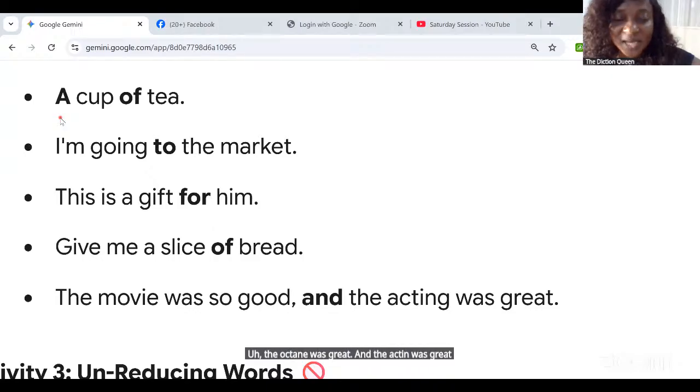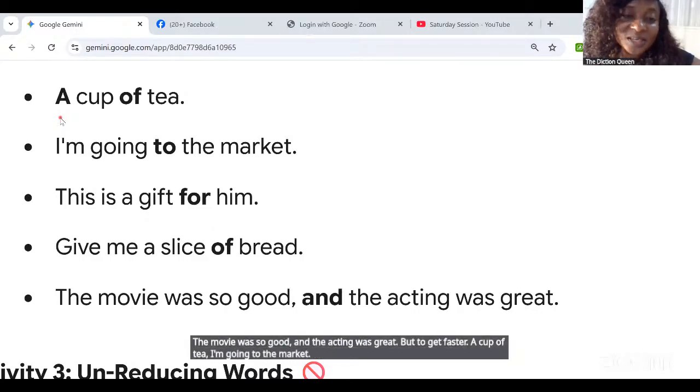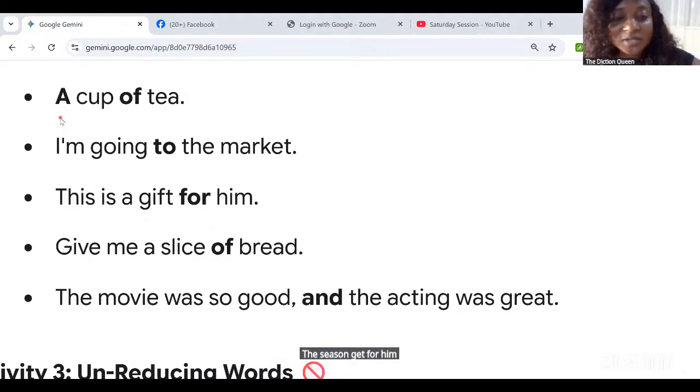I'll take it faster now. A cup of tea. I'm going to the market. This is a gift for him. Give me a slice of bread. The movie was so good and the acting was great. I'll take it faster. A cup of tea. I'm going to the market. This is a gift for him. Give me a slice of bread. The movie was good and the acting was great.